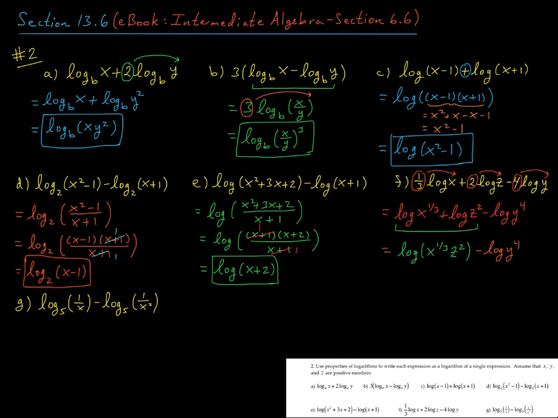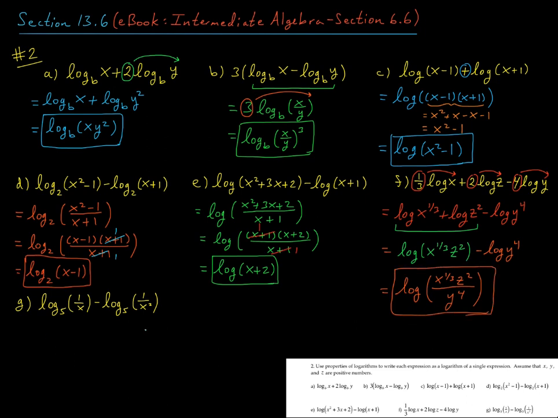And see, now I have the difference of logarithms, the log of something minus the log of something else. So thinking quotient to difference, I can now combine that as a single logarithm. It's going to be the log of the quotient, where this expression here, x to the 1/3 z squared, is the numerator, and y to the 4th would then be the denominator. And that's going to do it.